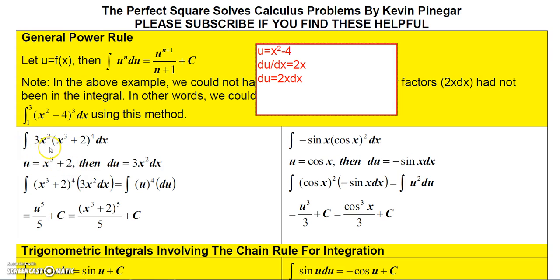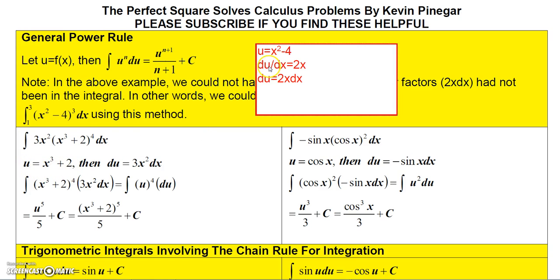So when you're looking at this problem here, we're integrating 3x squared times x cubed plus 2 to the 4th power. Well, you see this binomial here? This binomial is raised to the 4th power. So I'm thinking that I could think of this as u to the 4th power. And if I think of this as u to the 4th power, then what does the u have to be? Wouldn't it have to be the x cubed plus 2? So here set u equal to x cubed plus 2.